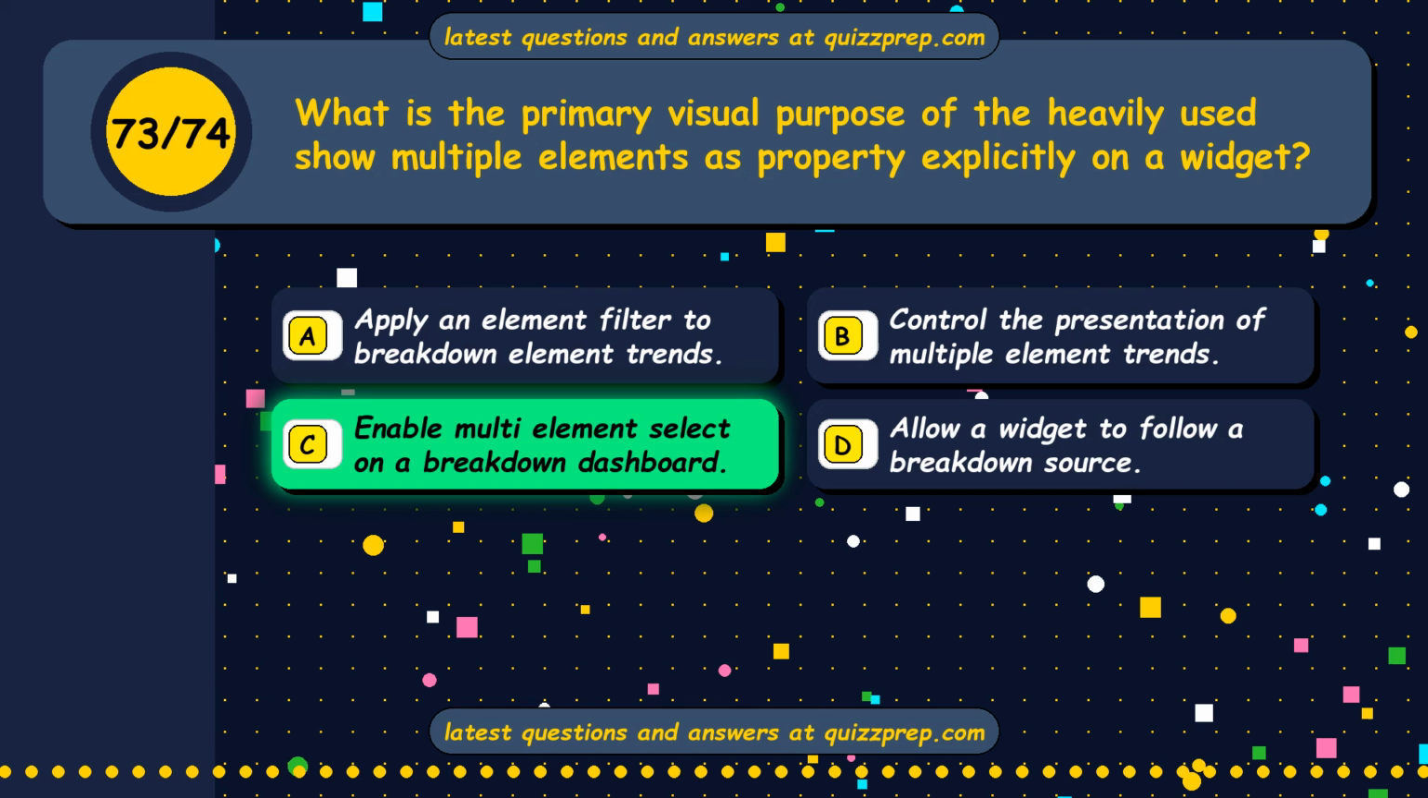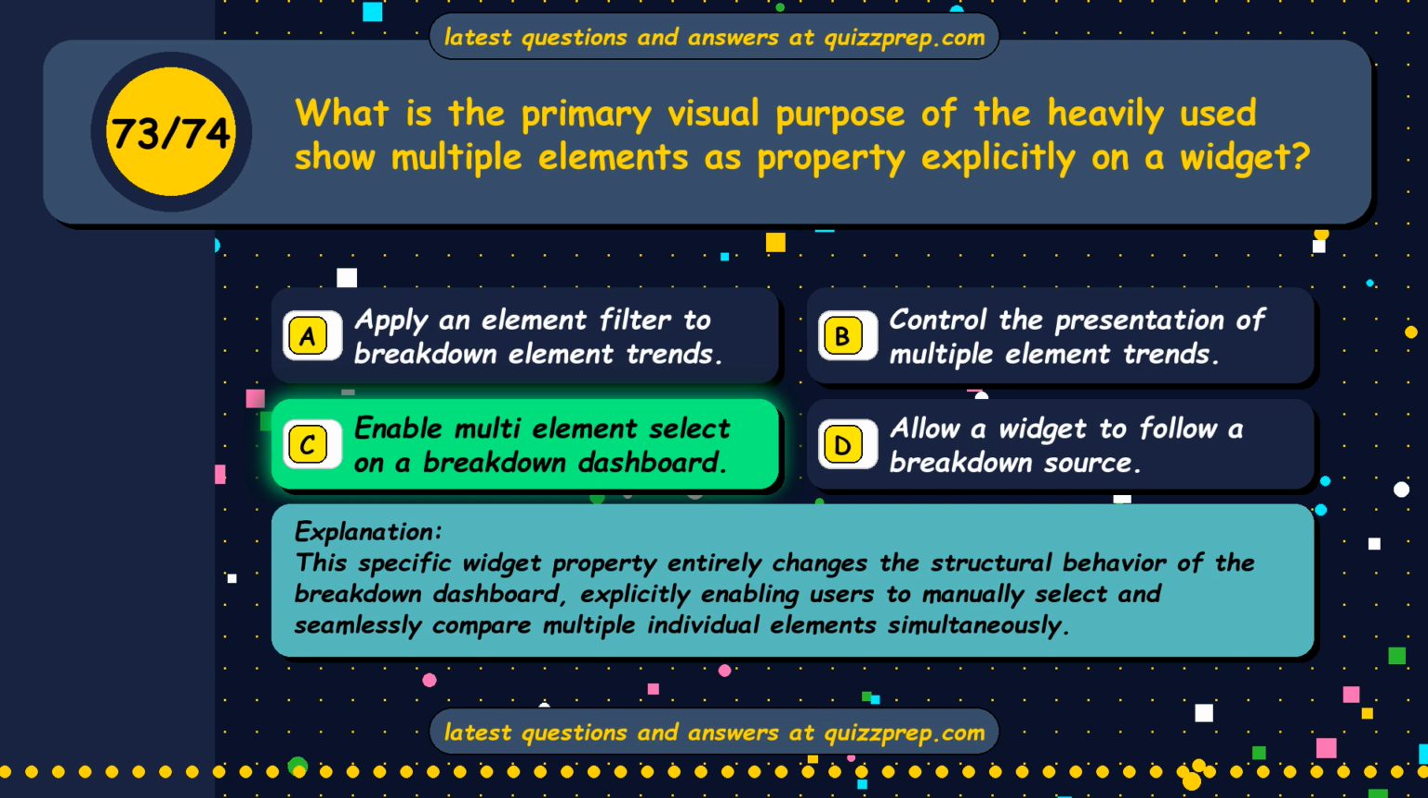The correct answer is option C. Enable multi-element select on a breakdown dashboard. This widget property changes the behavior of the breakdown dashboard, enabling users to manually select and compare multiple individual elements simultaneously.